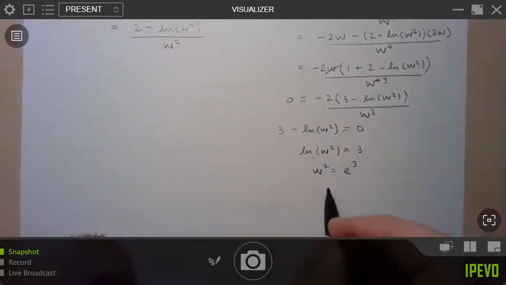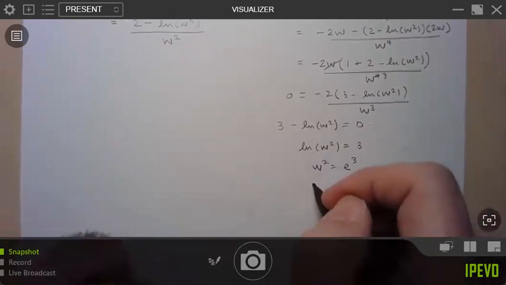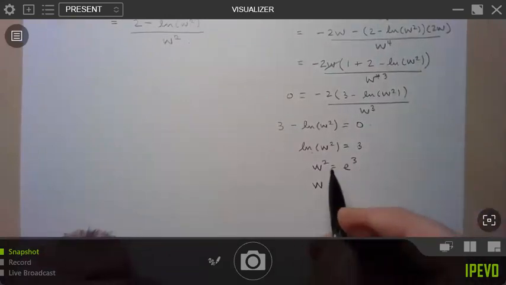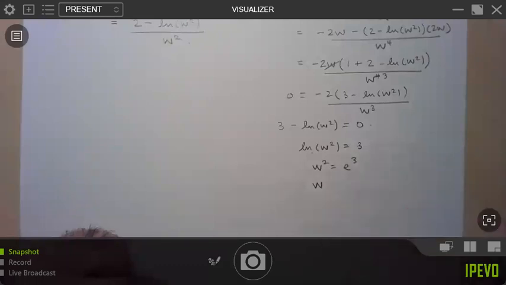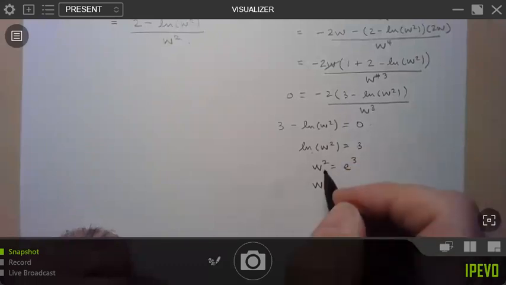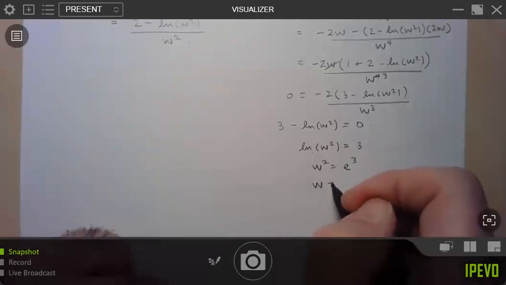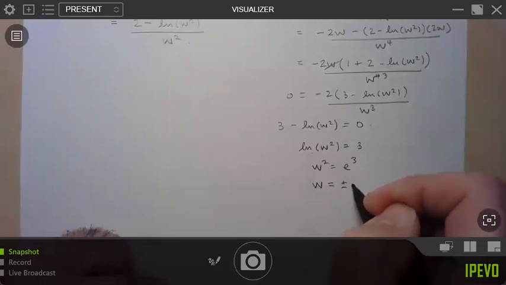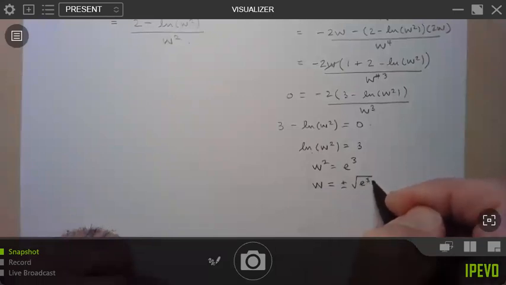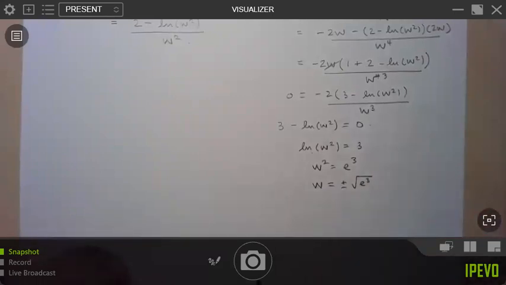And now this is where we have to be careful. It's funny, because the one that the textbook kept was the negative one. We have to remember that when we're taking this square root, of course, it's going to be equal to plus or minus the square root of e cubed, which is the same as e to the 3/2. Okay.